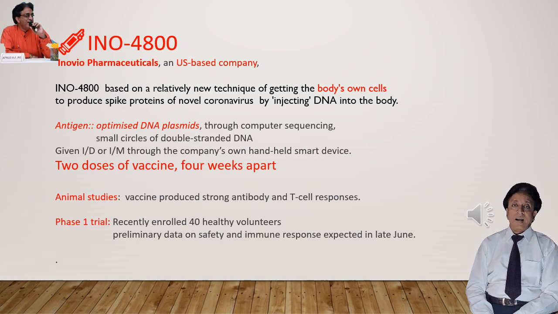to form the spike proteins. Among the animal studies, the vaccine was able to produce strong antibody and T cell responses. Phase 1 trial of the vaccine has already started, and they have enrolled about 40 healthy volunteers. Preliminary data on the safety and the immune response is expected in late June.